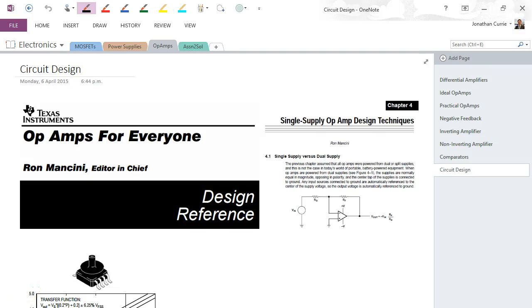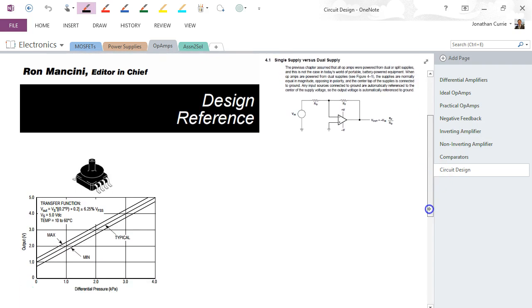In this video we're going to be doing some practical op-amp circuit design, where we're actually trying to solve a real problem. The techniques we're going to be using come from a Texas Instruments book called Op-Amps for Everyone. It's from about 2002 and we're going to be looking at chapter 4. Although this chapter is for single supply design, it actually works for dual supply design as well, so don't limit it to just single supply design.